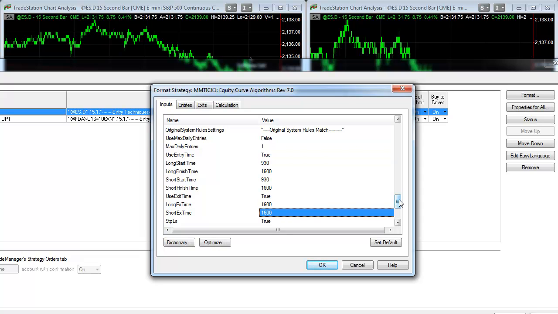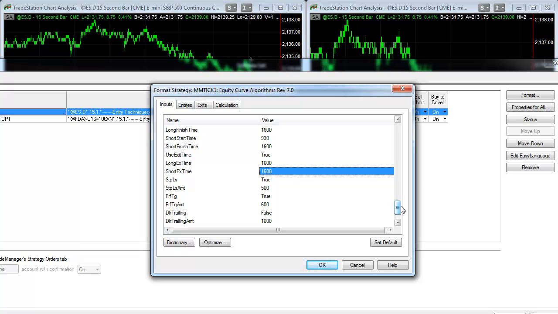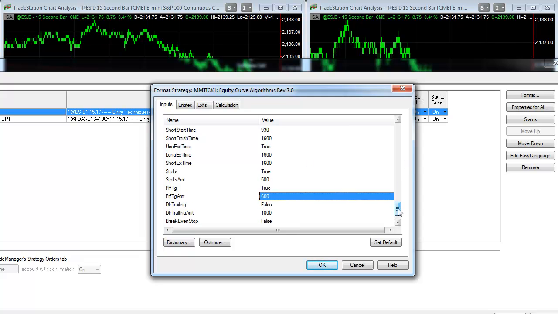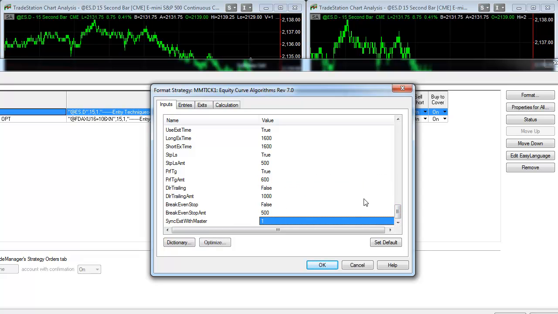And we just use basically the same start and finish time, as well as the exit time as the original strategy. We use the same stop loss and profit target as the original strategy, although we could change that. We could say, well, since we're getting in at half a point better, we could set the stop loss at 475 instead of 500 and set the profit target to 625 instead of 600 since we get in at half a point better. And so we also have sync exit with master. If the master strategy gets out, we get out.